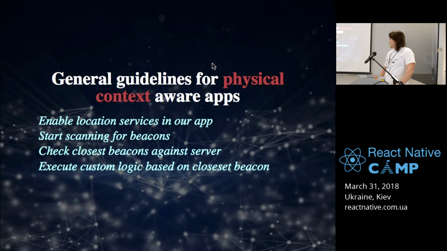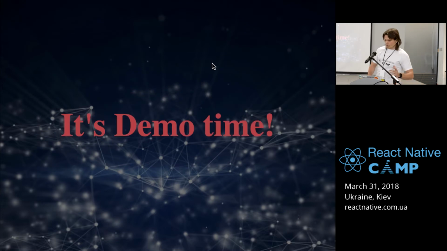So the general guidelines for physical context-aware apps are: enable location services. It's really crucial. You need to know where the person is. You start scanning for beacons. You check the closest beacon against a server, and then you execute custom logic based on the closest beacon. And let's see in action how it works.